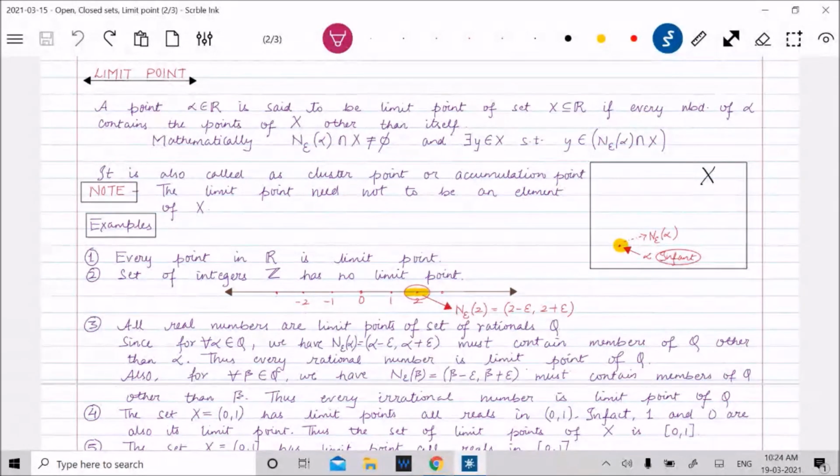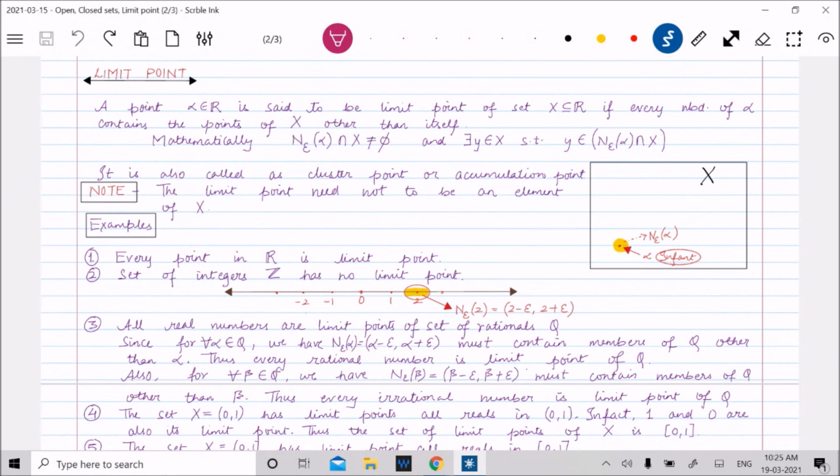Now, since it is having other rationals other than 0.5, it confirms that 0.5 is a limit point. Note that a number is said to be a limit point if it is not isolated. So the interval 0.5 minus epsilon to 0.5 plus epsilon, which is actually the neighborhood of 0.5, is containing other rational numbers other than 0.5. It proves that 0.5 is a limit point.